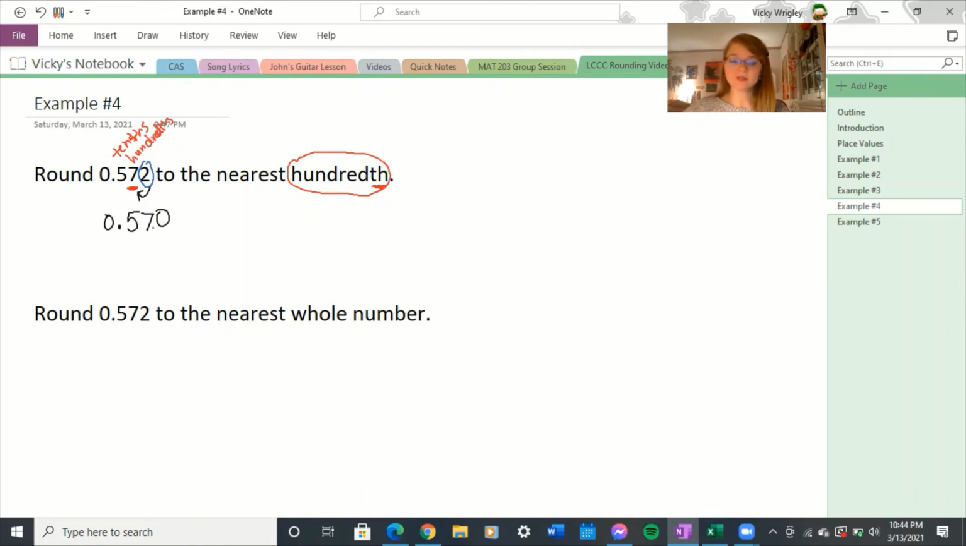Now when you have a decimal, you can drop that 0 that's on the right. If it's a trailing 0 on the right, there's no other numbers after it, you can drop it and just say that's 57 hundredths.